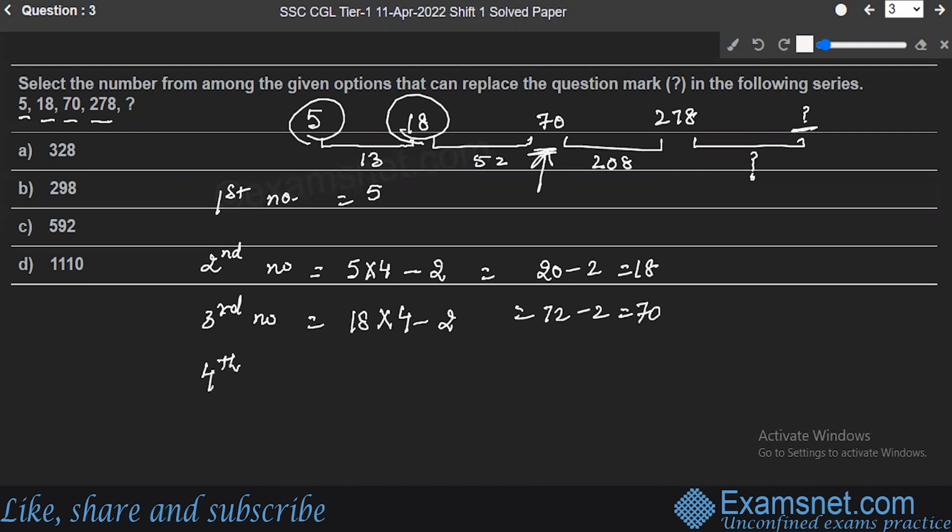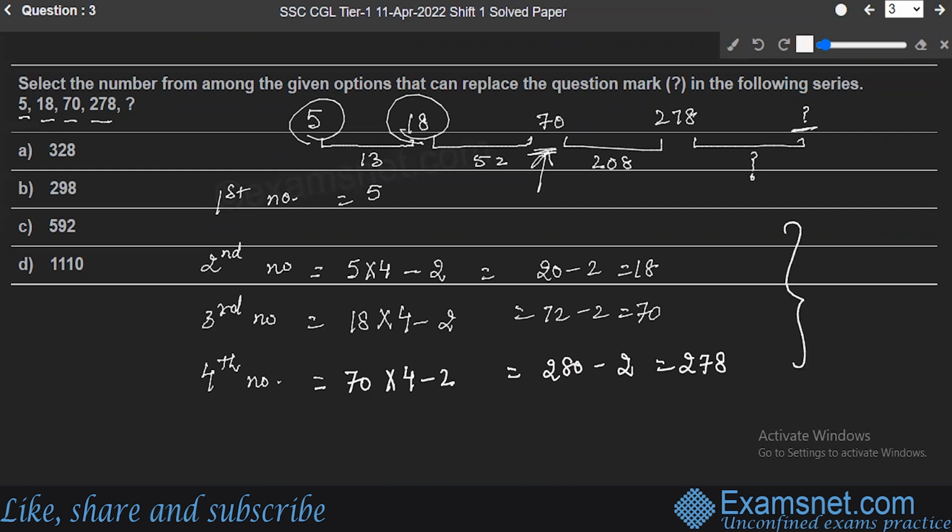Let's check if the same logic is being followed in the fourth number as well. Then that is for sure our logic. Here was 70 into 4 minus 2. So 280 minus 2 will give you 278. Right, so this is the next number as well. That means we are on the right track and this is our logic. What is the logic? Previous number multiplied by 4 minus 2. This is the logic in this question.